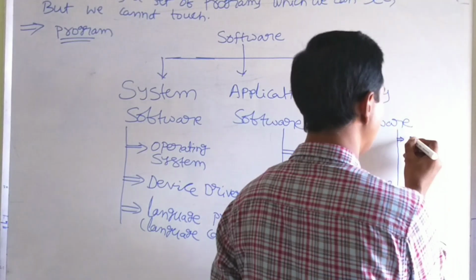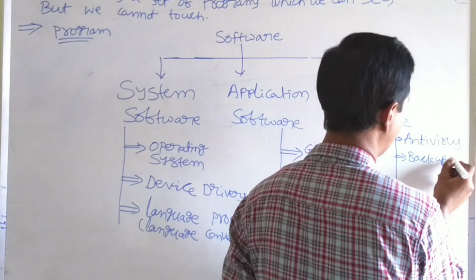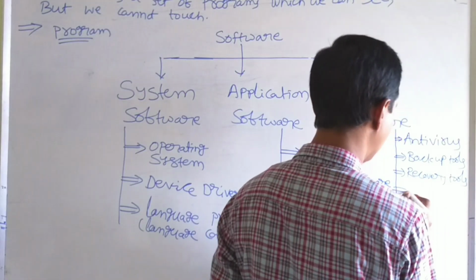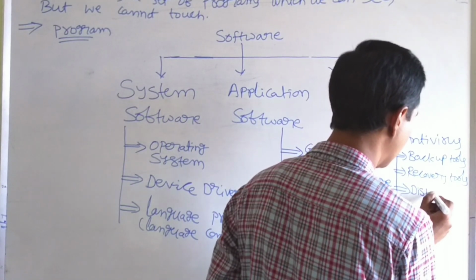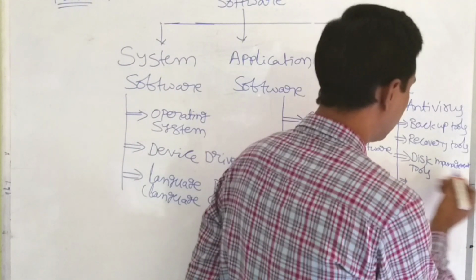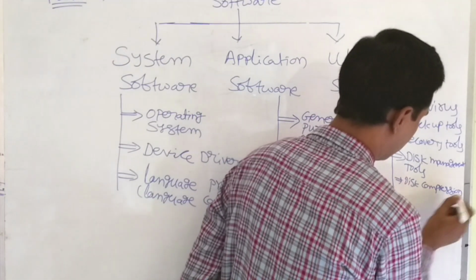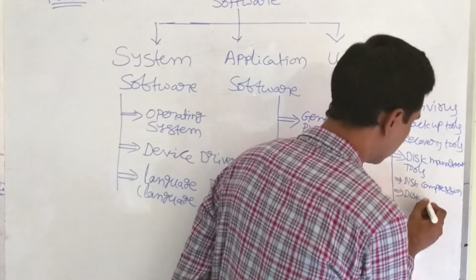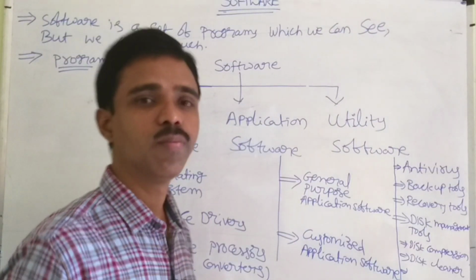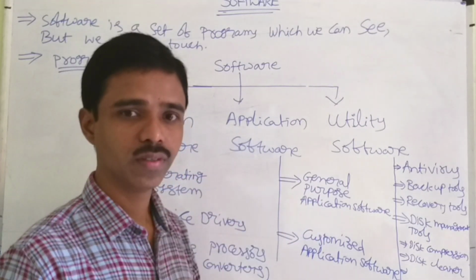Utility software, some of the examples are antivirus, backup tools, recovery tools. These are used in databases generally. Recovery tools, disk management tools like disk compression, disk cleaner, etc. Okay, please note it down. I will try to cover the topics one by one in depth about the internals. Okay, I will explain one by one. Please make a note.